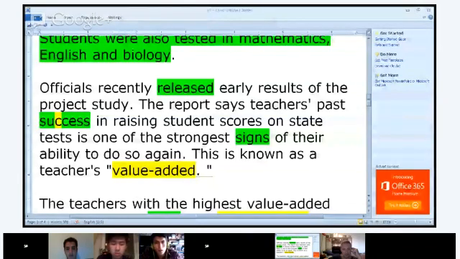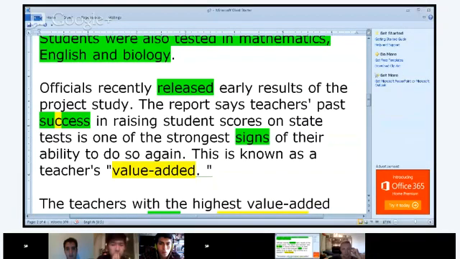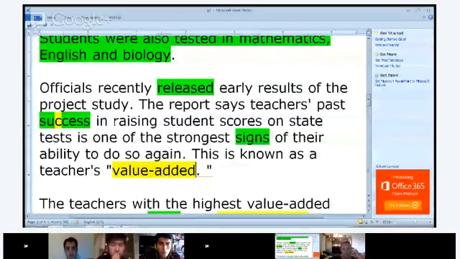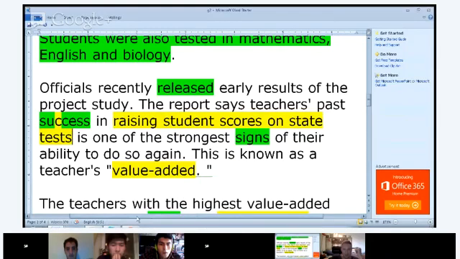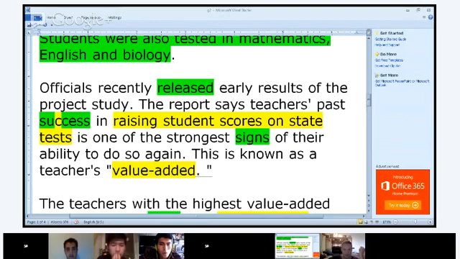Okay, and so what we're doing is they measured a teacher's ability or success to increase or raise student scores on state tests. So that is the teacher's value added. So were the teachers successful in raising children's scores on state tests?